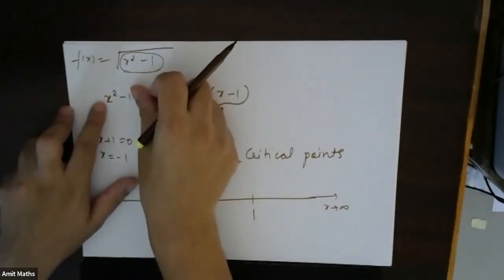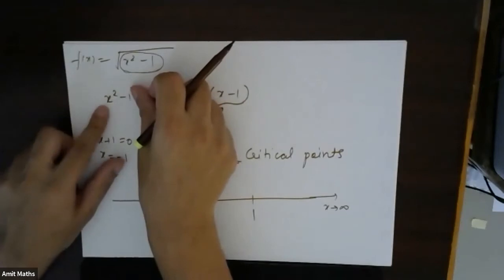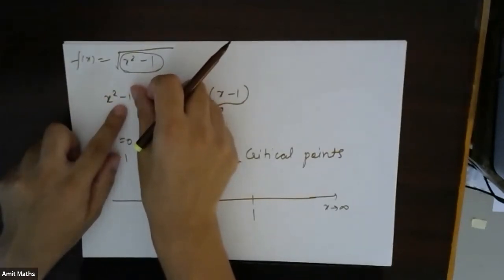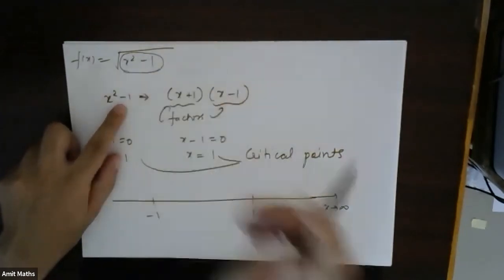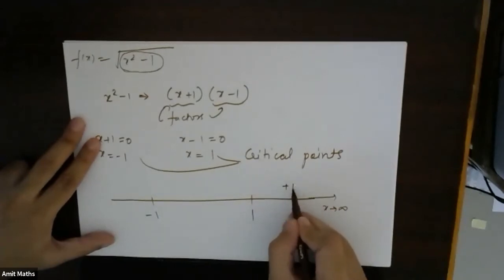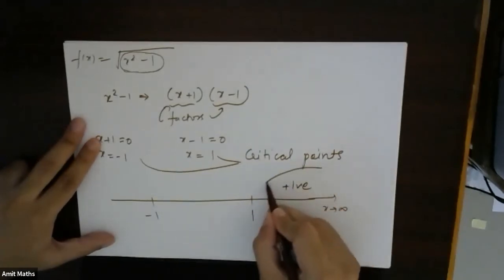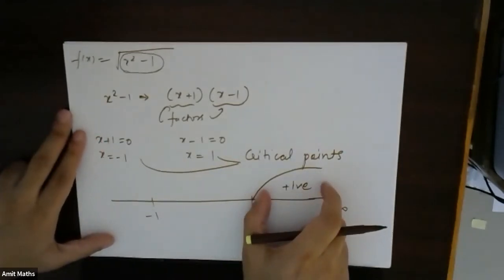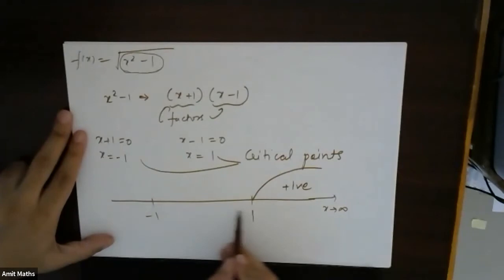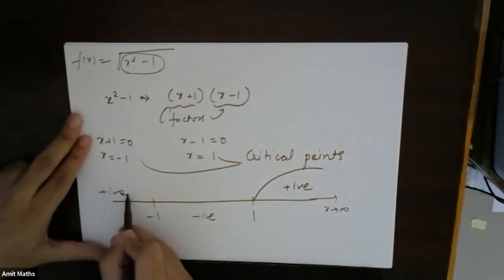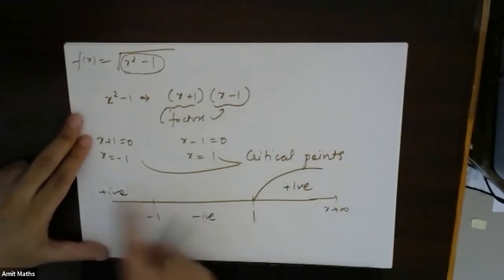Suppose x is 1000, or x is 10, 10 square is 100, minus 1 is 99. If I take any larger number, it will be positive. A number greater than 10 will also be positive. That means from x tending to infinity till 1, it is positive. Understood? Now, in between these two, it will be negative, and then again, before -1, it will be positive. So positive, negative, positive.